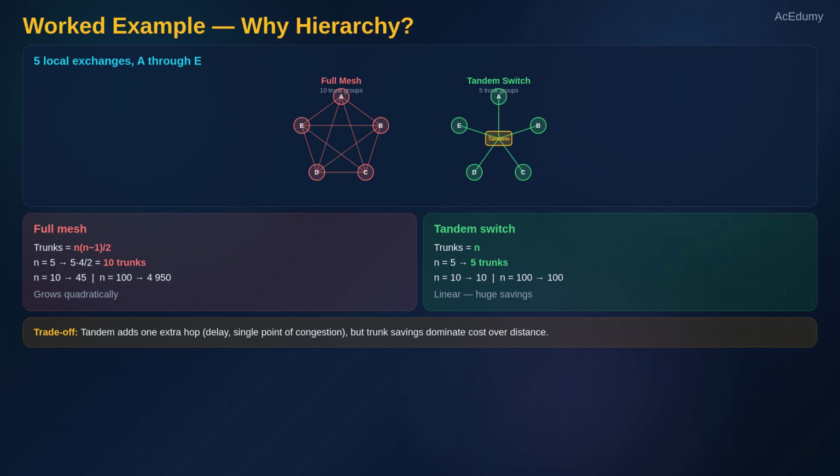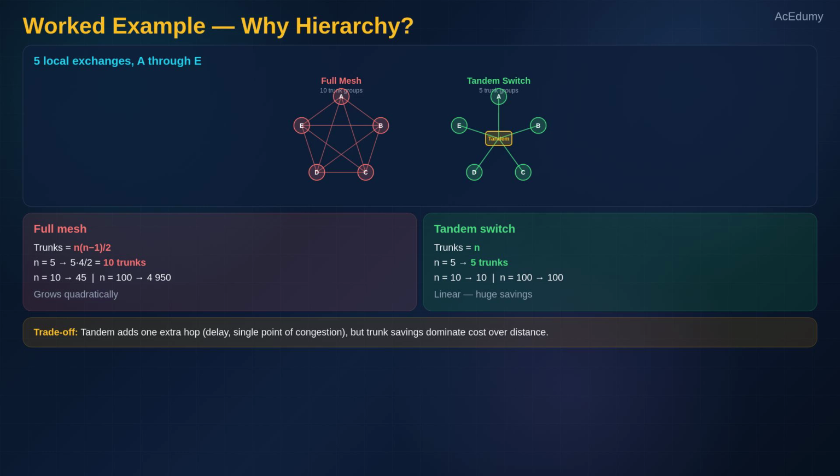And as the network grows, the difference becomes much larger. With 10 exchanges, full mesh needs 45 trunk groups, but tandem needs only 10. With 100 exchanges, full mesh needs 4,950, while tandem needs only 100.